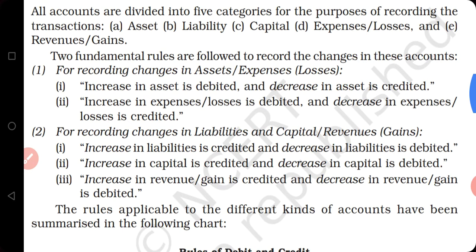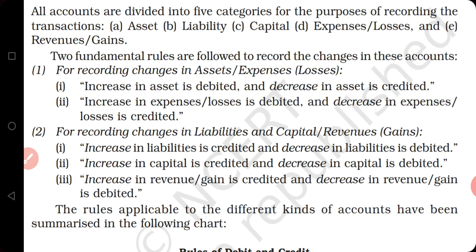See, assets, expenditure and losses always have a debit balance. When you purchase assets, your debit balance will increase. Whenever you incur expenses, your debit balance will increase. And when you bear a loss, again the debit balance will increase. So see the first point: an increase in assets is debited and a decrease in assets is credited. Whenever you buy an asset, the debit side of assets will increase. And when you sell your asset, the credit side will be indicated.